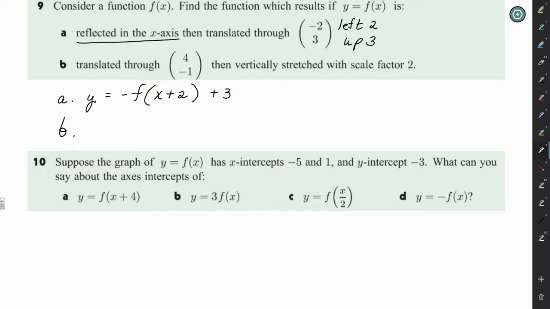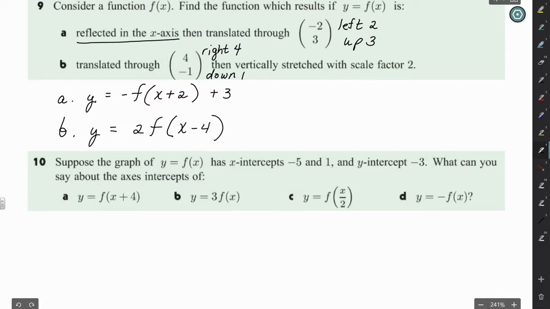For letter B, we're using the translation vector with negative 1, so that means we're going to go right 4 and down 1. And then we have a vertical stretch with a scale factor of 2. We'll start with that scale factor of 2, which goes in front of the function. Because we're moving the whole function right 4, we're going to say x minus 4 inside the parentheses. And down 1 is going to give us minus 1. Right, so that's it for number 9.